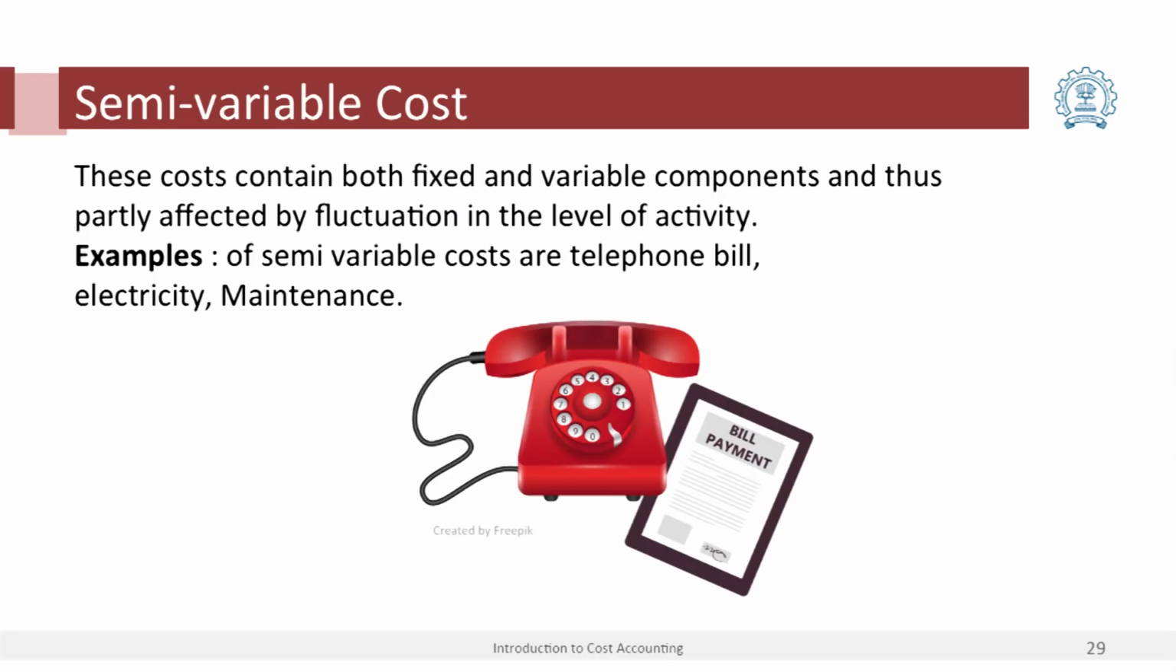The third type is semi-variable cost. It changes with the level of activity, but not in direct proportion. An example could be maintenance cost. If you use your vehicle more or if you use your machine more, the maintenance cost will increase, but not in direct proportion. So, it is known as a semi-variable cost.